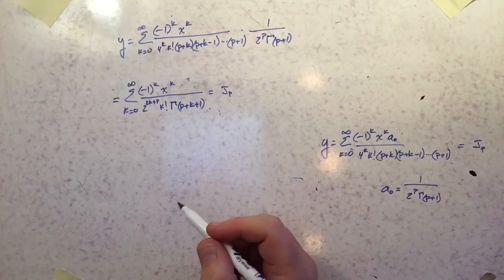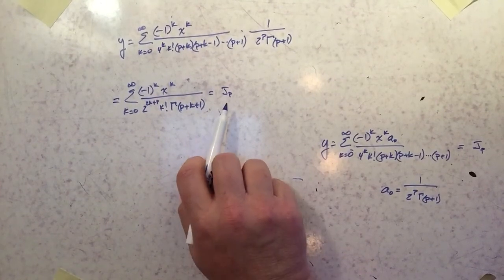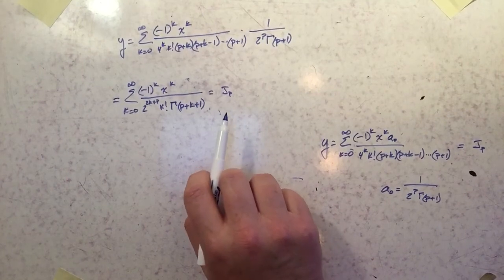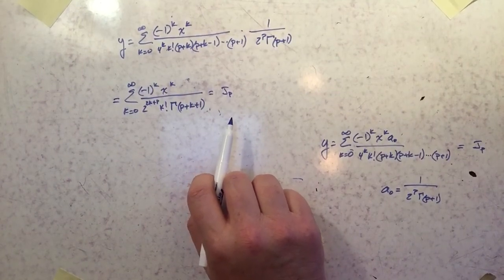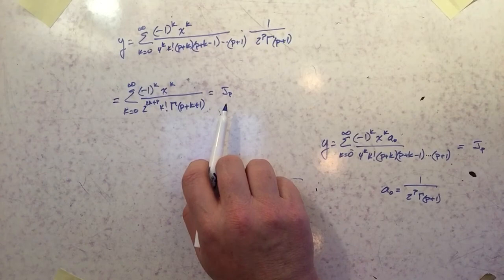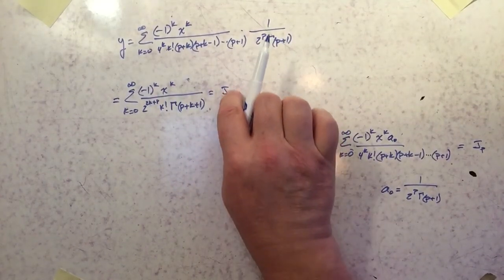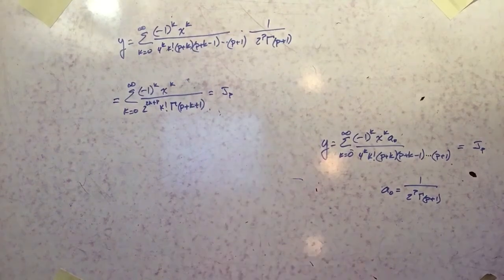What happens when p is not limited to being a value where plus p and minus p differ by an integer instead of a non-integer? Well, then we're going to need the Bessel function of the second kind, and we will derive that later this week.